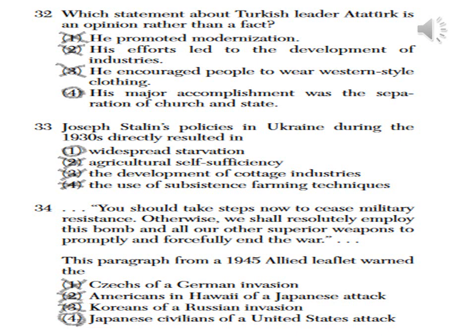Stalin. So, Stalin's policies in Ukraine. When I think about his policies, I'm thinking Holodomor, 1930s. Oh, during the 1930s, exactly. Directly resulted in, number 1 is the right answer. It's widespread starvation of Ukrainians. So, number 2.